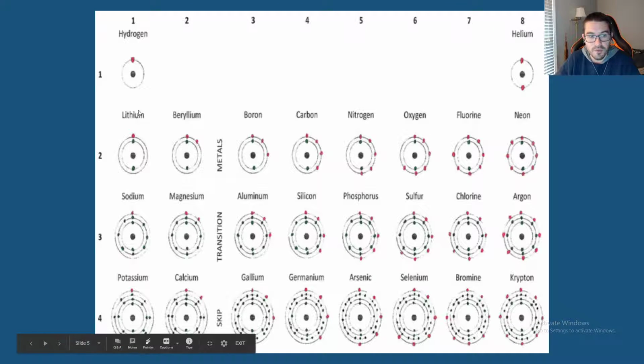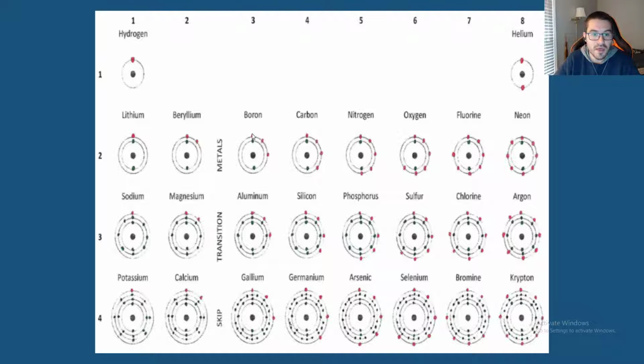Elements that are in the same column on the periodic table have the same number of electrons in their outermost energy level, or in their outermost ring. Okay? And that's true no matter where you look. If you look at elements in the same column, they have the same number of electrons in the outermost ring, right? So if I look here at carbon, silicon, and germanium, carbon has 4 red dots on the outside, silicon has 4, and so does germanium.